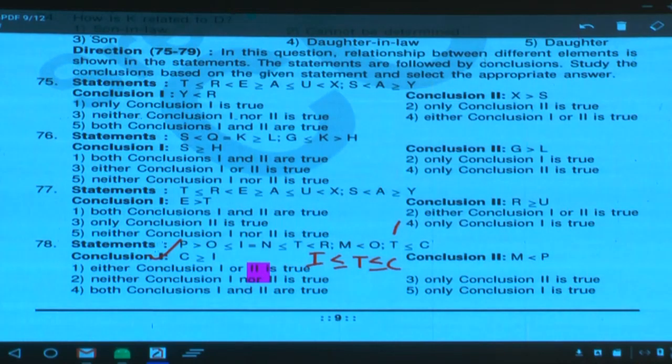Then coming to the second conclusion, M and P. P is here, M is here, the letter which is common between these two is O. Now P greater than O, M lesser than O means O greater than M. Now between P and M, P greater than M, M lesser than P is true. Both the conclusions are true. Both 1 and 2, that is given in choice 4. Question number 78, it is choice 4.